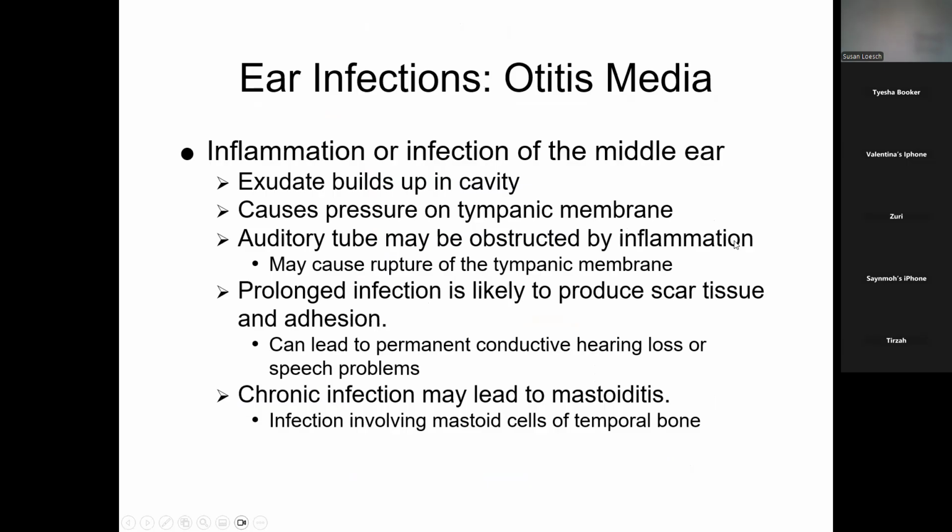This you need to know. Otitis media, this is inflammation or infection in the middle ear. It can cause exudate, pressure on the tympanic membrane, and pain. So usually an indication that the eardrum is ruptured is when the pain is suddenly relieved.